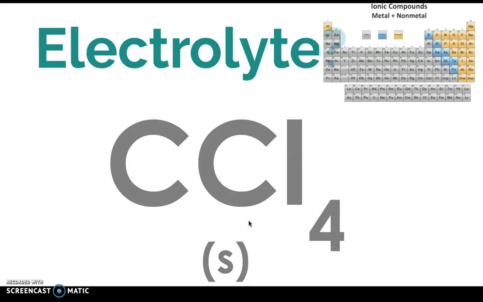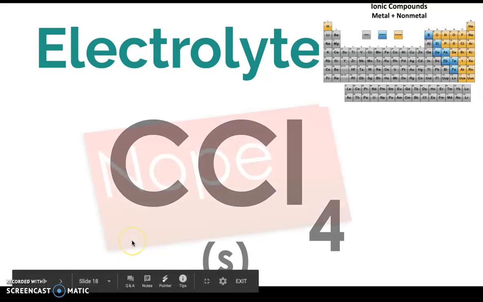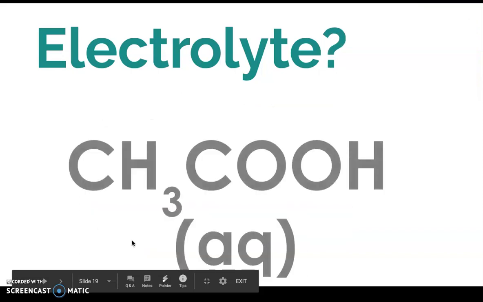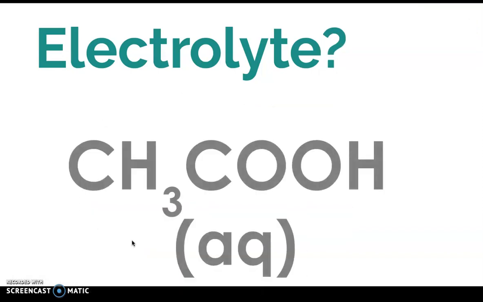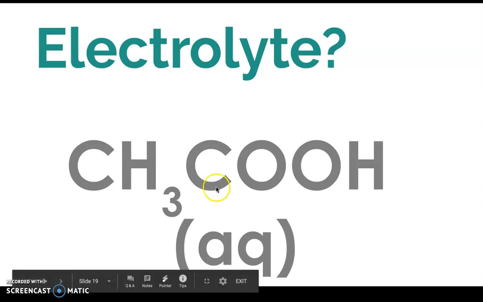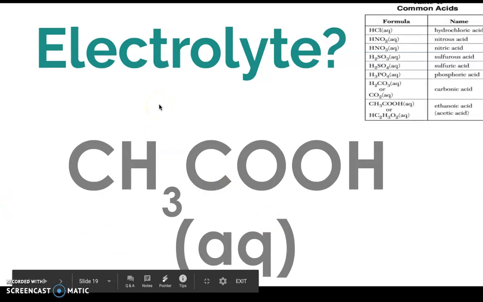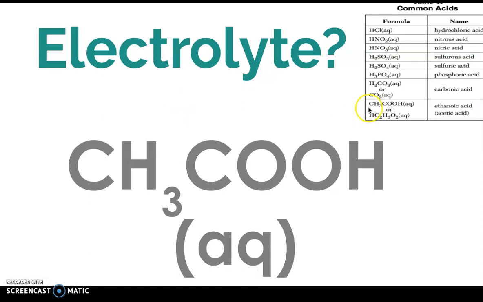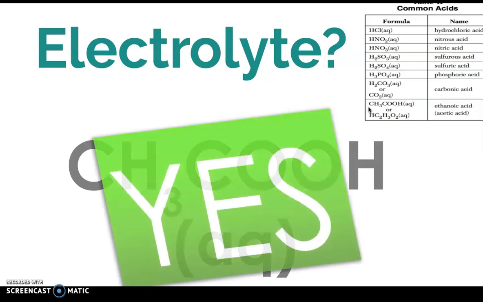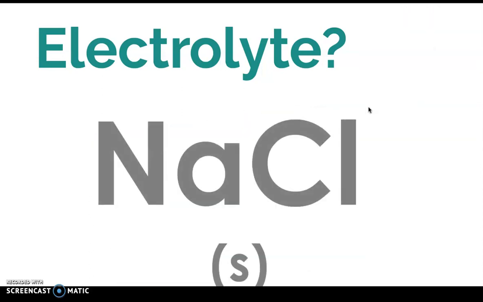CCl4, this is a covalent compound. Carbon and Cl are both nonmetals, and this is not an acid or a base, so this is not going to be an electrolyte. CH3COOH in the aqueous form. So this is kind of a tricky one, because these are all nonmetals, so you would assume that it's a covalent compound. However, if you check table K, our common acids list, this is ethanoic acid. Remember, acids and bases are considered electrolytes because they will dissolve in water and dissociate into ions, so this is an electrolyte.